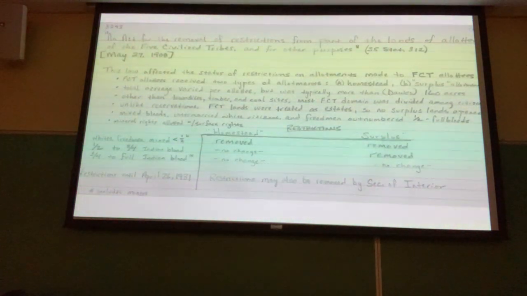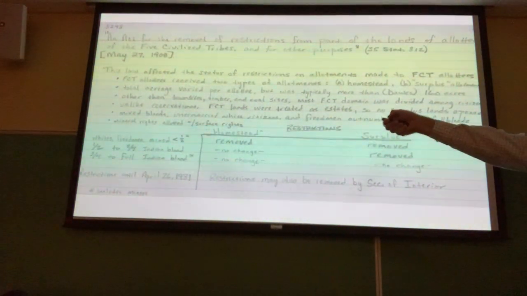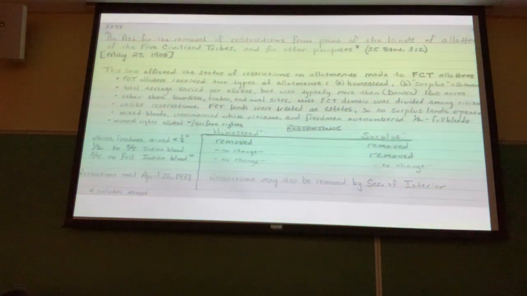All right, so after the Curtis Act, 1898, an allotment, then comes the Burke Act, and it was 1908, and this is referred to as an act for the removal of restrictions from part of the lands of the allotted of allotments of the 5 civilized tribes and for other purposes. So this is specific. So here's like a quiz question. True or false? The Burke Act applied only to the 5 civilized tribes.